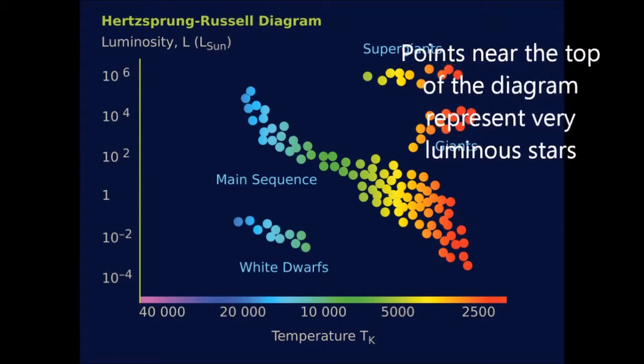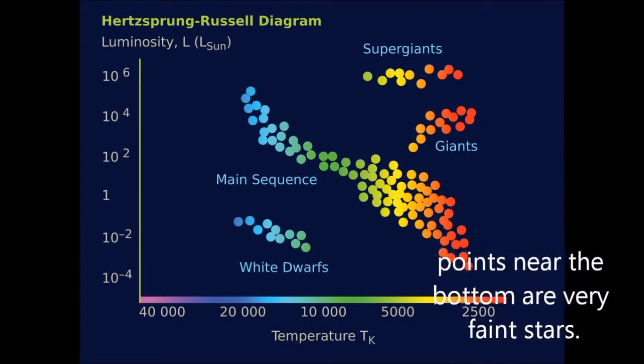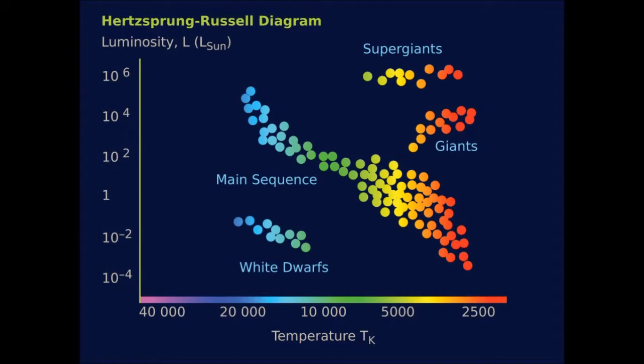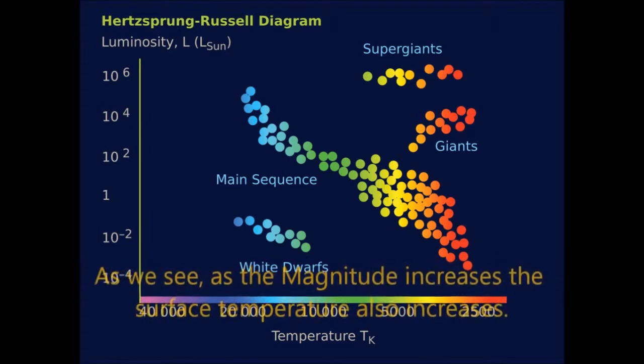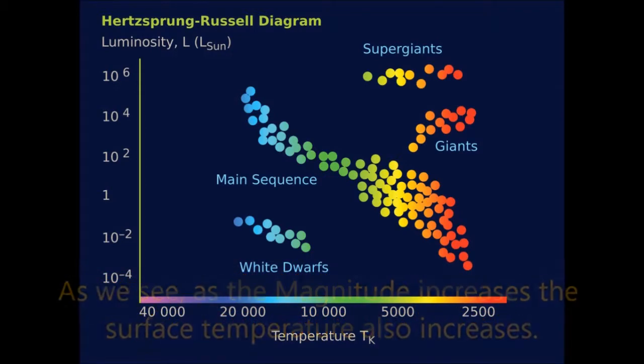Points near the top of the diagram represent very luminous stars, and points near the bottom are very faint stars. Points on the left are hot stars, and on the right are cool stars. As we see, as the magnitude increases, the surface temperature decreases.